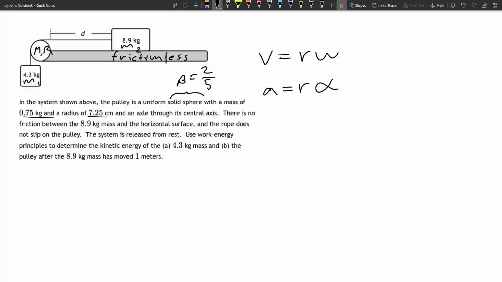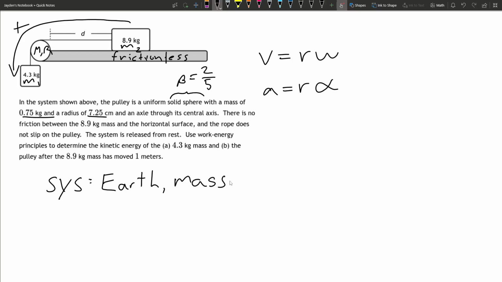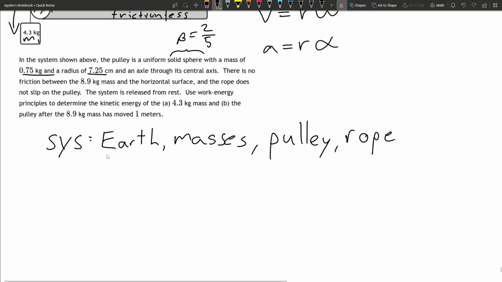Okay, so first of all, what's going to happen when we let go? It's going to go down this way. So let's solve it symbolically. What is our system? We have to define a system for work energy. I like to put everything inside the system. So we're going to say the Earth, the masses, all three of them, M1, M2, and big M, as well as the pulley and the rope. So there's literally no external forces acting on the system.